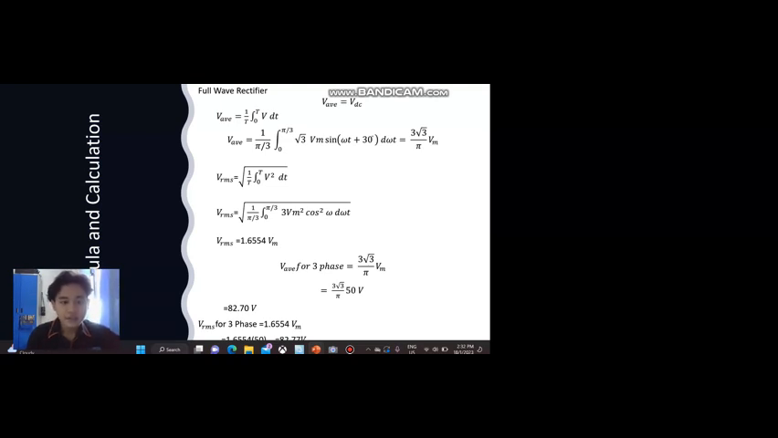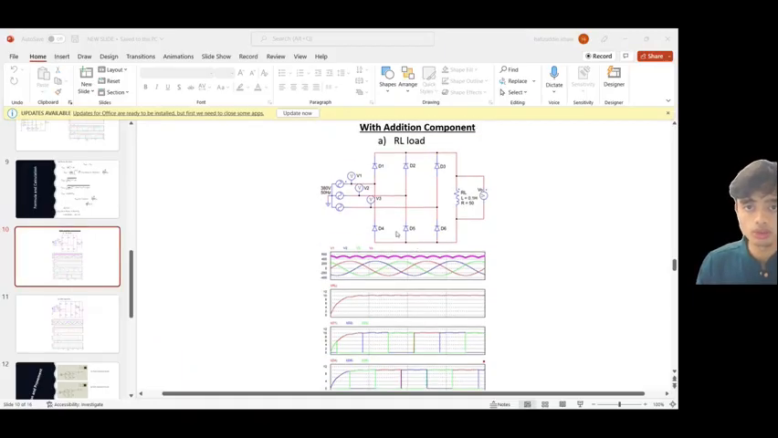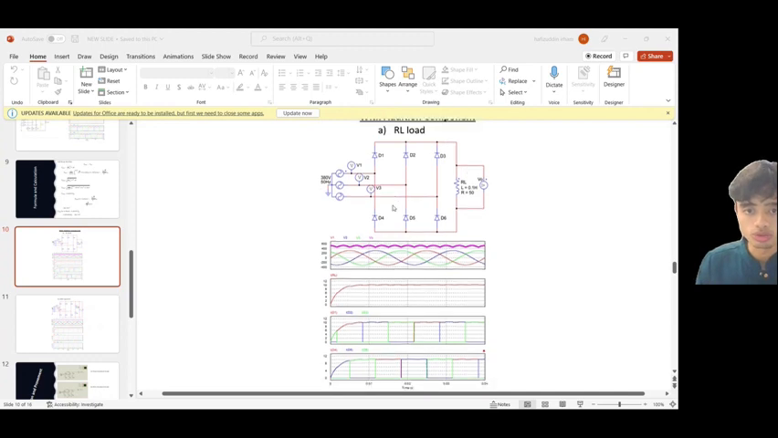Other than that, V average is also equal to 1 over pi divided by 3, integrate from 0 to pi over 3, and this is the whole formula for V average. Now we're going to look at the three-phase rectifier circuit if we add an RL load at the output.